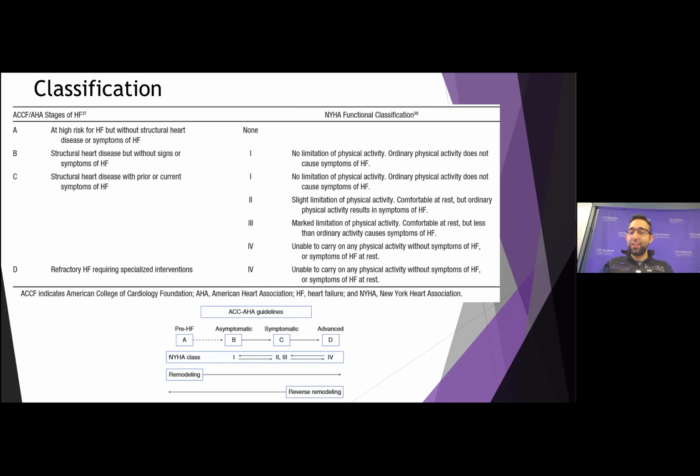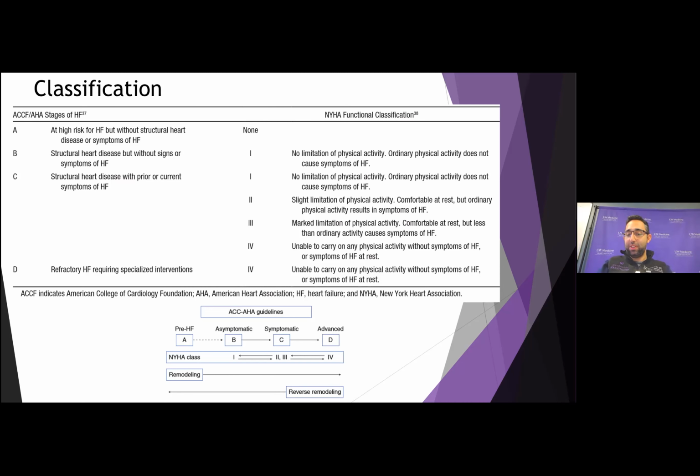NYHA classification, 1 through 4: 1 is practically no symptomatology even with severe activities, and 4 is basically symptomatic at rest. The way I look at it, the ACC/AHA classification is the thing that you move forward on. What do I mean? You can have stage A, which I think all Americans are practically in, because it's at high risk of developing heart failure.